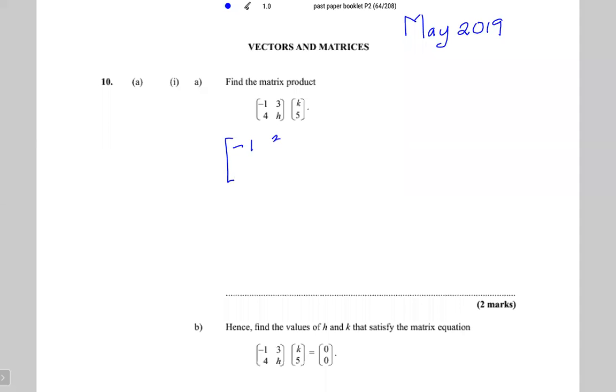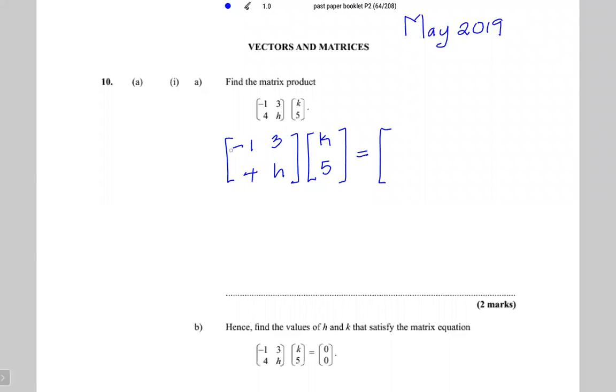-1, 3, 4, H, multiplied by K, 5. All right, so we're multiplying a 2 by 2 matrix by a 2 by 1 matrix. We should end up with another 2 by 1 matrix. I'm going to multiply the top row by the column and end up with the top value in the answer.